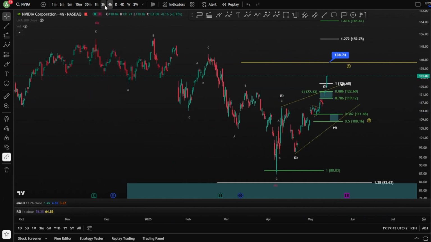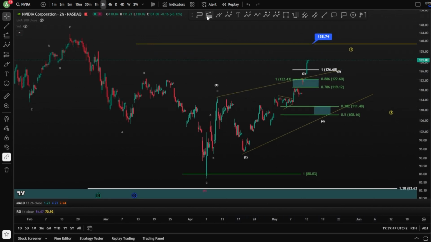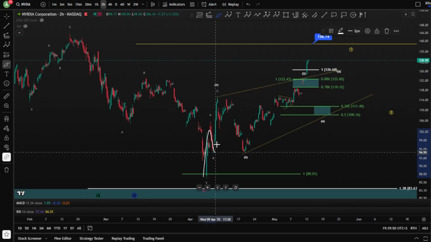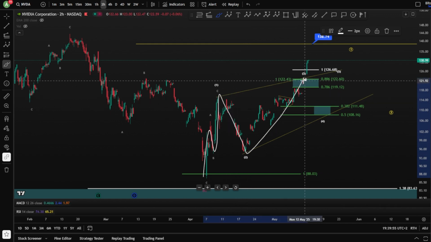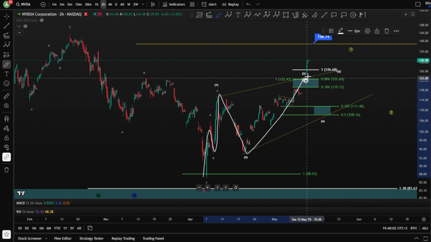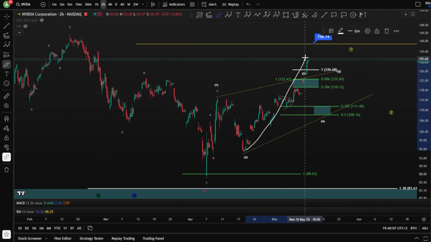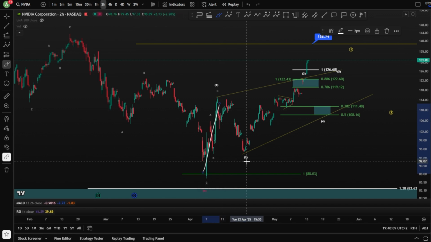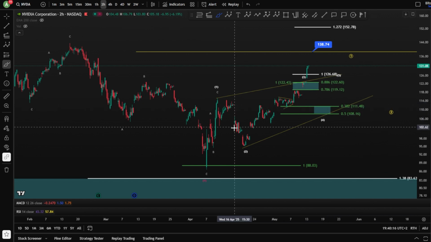Starting here on the 2-hour chart for Nvidia, we were looking at a potential leading diagonal formation, since we have a potential zigzag toward the upside, 1, 2, 3. We were looking for this blue box, which was hit two days ago, and we were ranging a little bit in this area until today. We see a broken 1-to-1 fib level, and that means the wave 3 right now is longer than your wave 1, meaning a potential impulse toward the upside is unfolding right now.